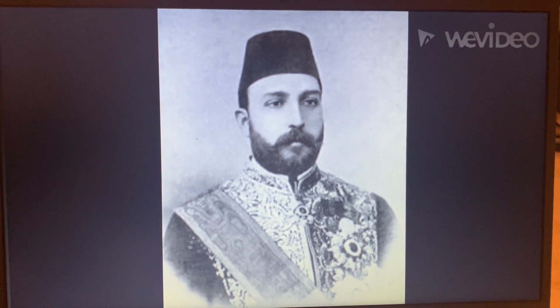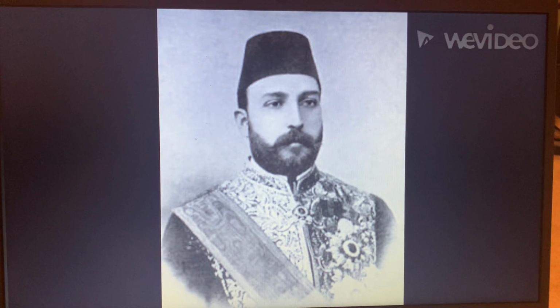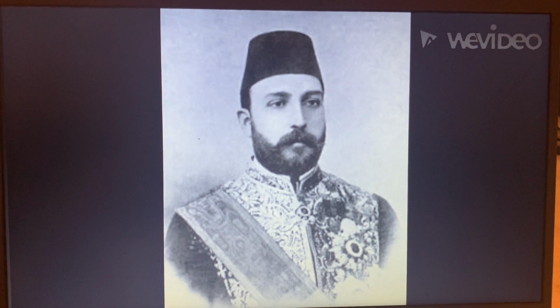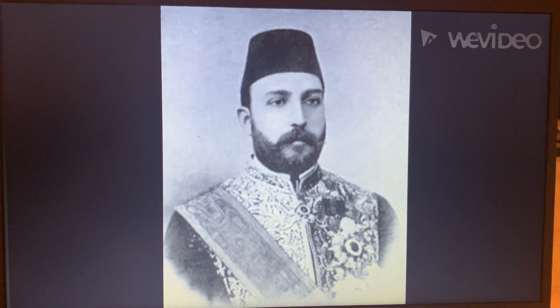Thus, by 1876, direct European control of Egyptian finances had begun. He also placed British officials in administration, and in the end, he was deposed in 1879 and replaced by his son Tawfiq.